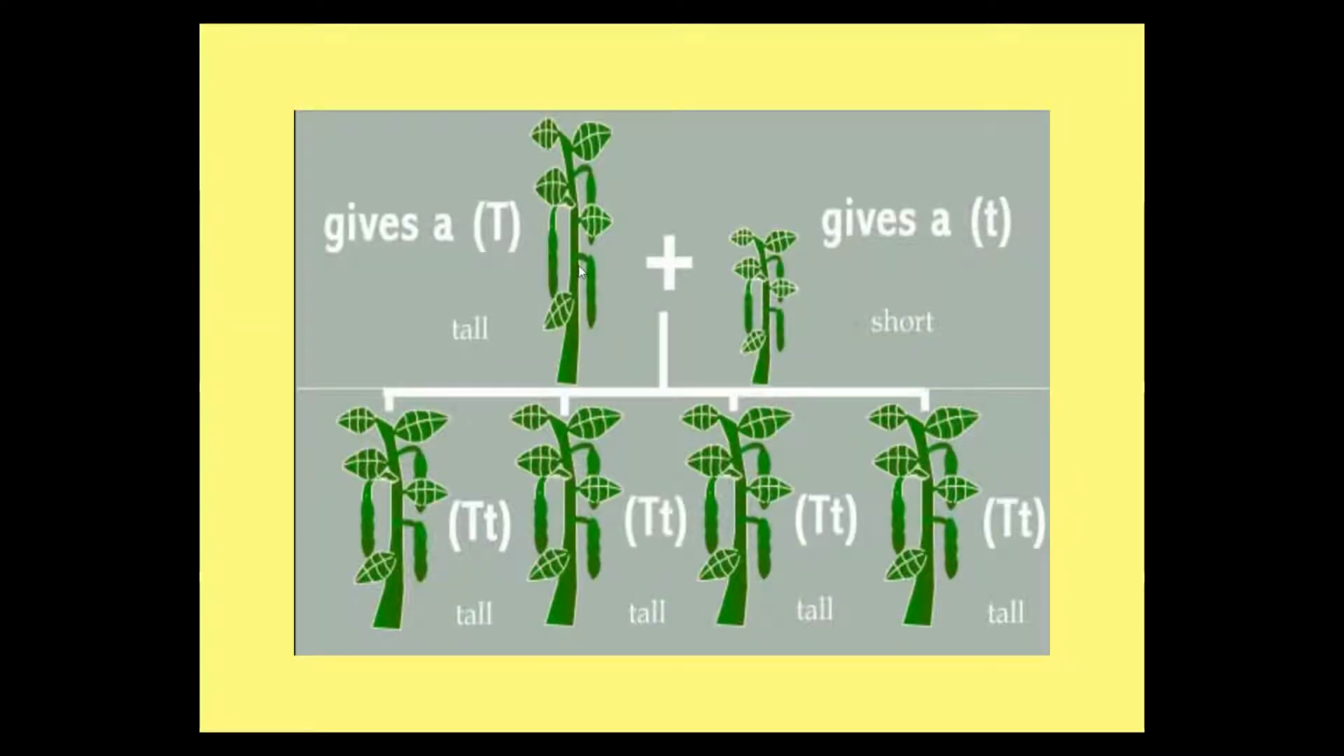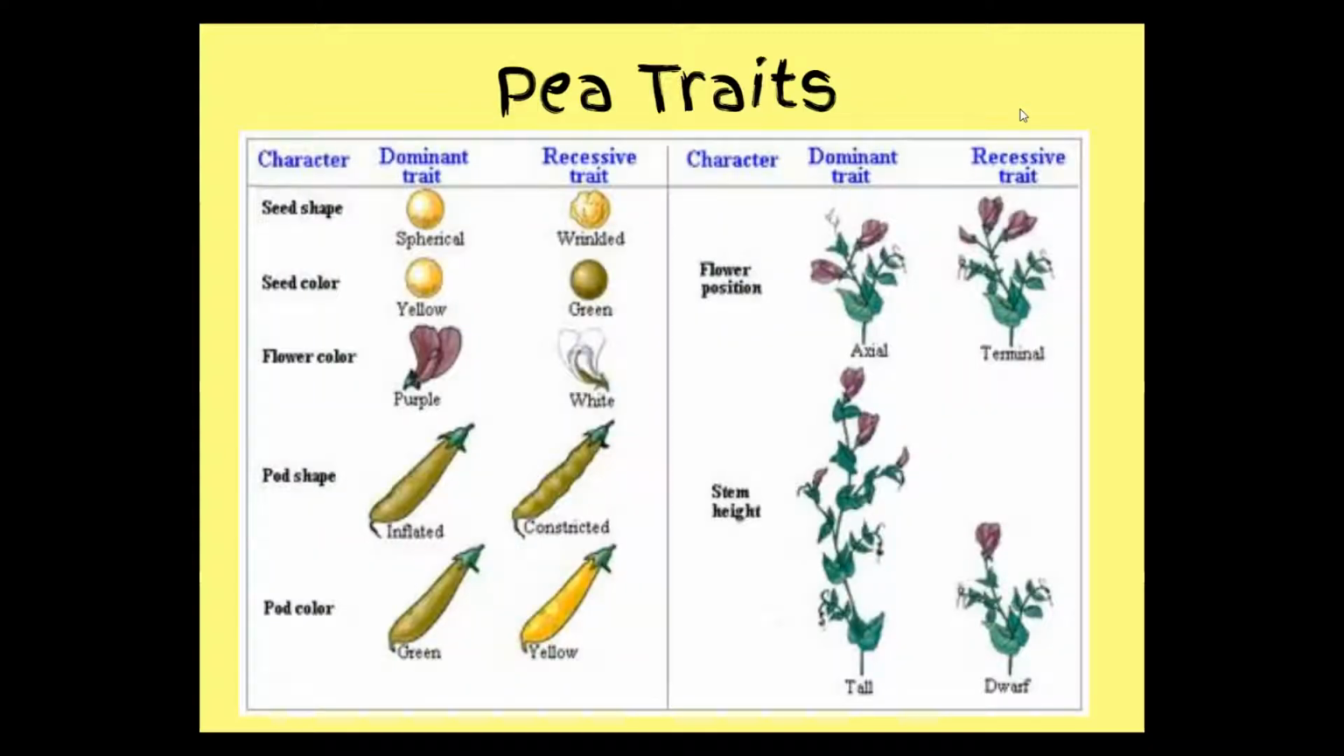We talked about this the other day. These letters represent the alleles that an organism has. This picture is saying that this parent, we'll say dad, donated a capital T, a dominant trait, and the other parent donated a recessive trait. If that's the case, then they all had a mixture of that. The word that we use for this is heterozygous. We haven't talked about that yet. We'll talk about it shortly.